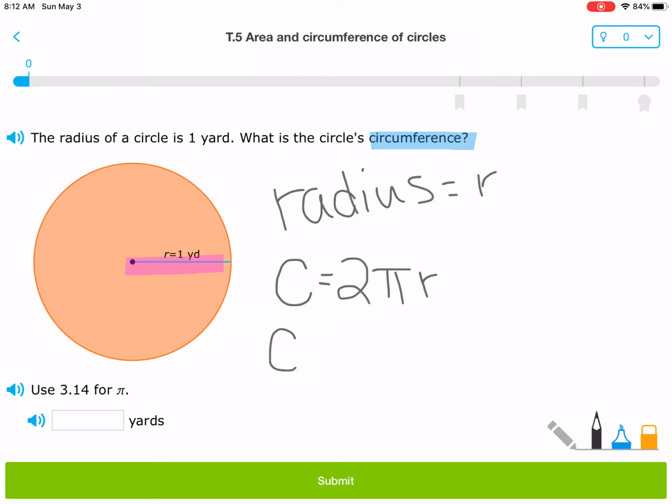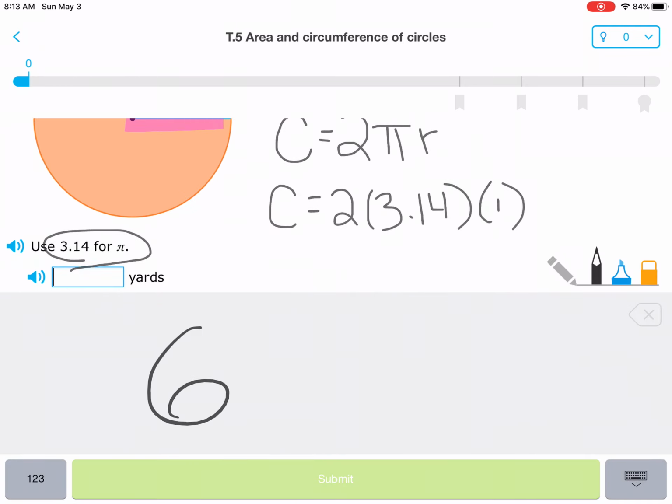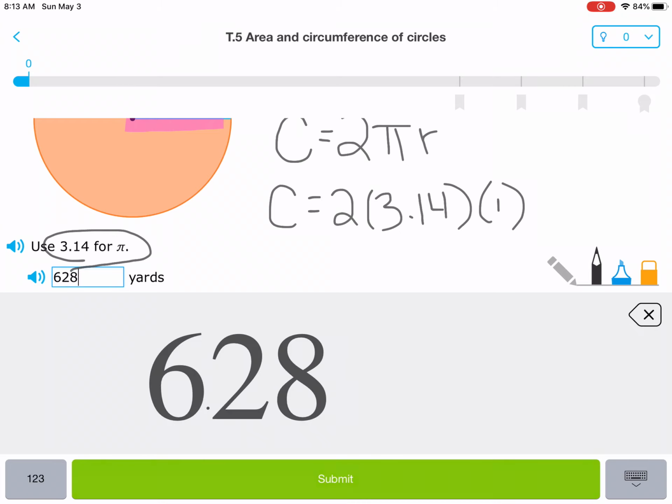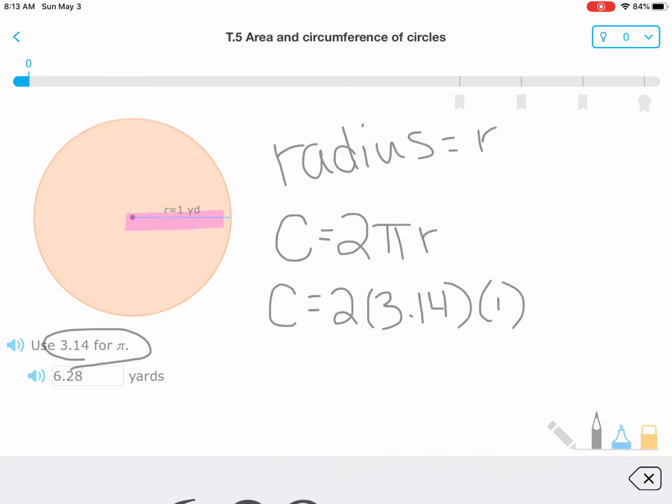So circumference is going to be equal to 2 times, I'm going to use parentheses, and it's asking us to use 3.14 for pi. That will make a difference because it'll round it for you, times the radius, in this case, which is 1. So some of these questions you're going to need a calculator for. So 2 times 3.14 times 1 is 6.28. Oh, I missed the decimal. Okay.